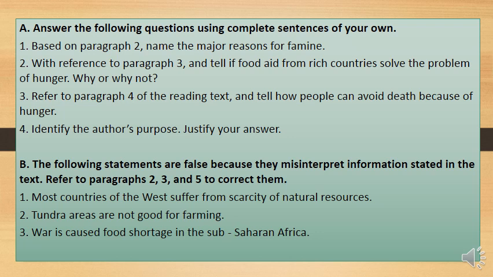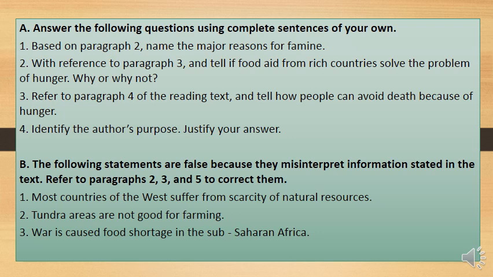He talked about natural disasters, about overpopulation, about the productivity of food. He talked about other reasons also. So you have to mention only 2 reasons. We already mentioned them. With reference to paragraph 3, tell if food aid from rich countries solves the problem of hunger, why or why not. So if you are with, tell me why. If you are against, you also have to mention why.